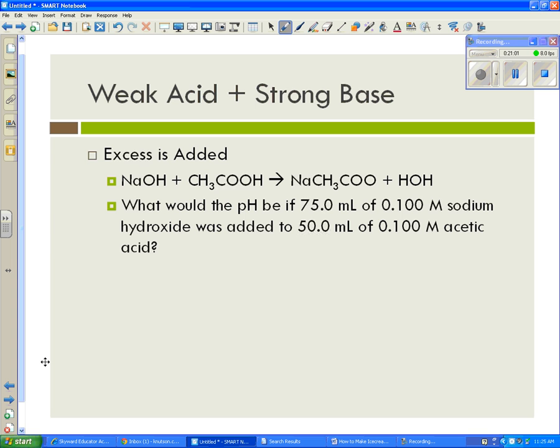Let's first start by figuring out how much extra base we have. The pH is going to be determined by the excess base. At this point, we're essentially just going to have a solution. The acid's been completely neutralized by the base, and we have extra, because it's a strong base, extra hydroxide ions. So let's figure out how many extra hydroxide ions we have.